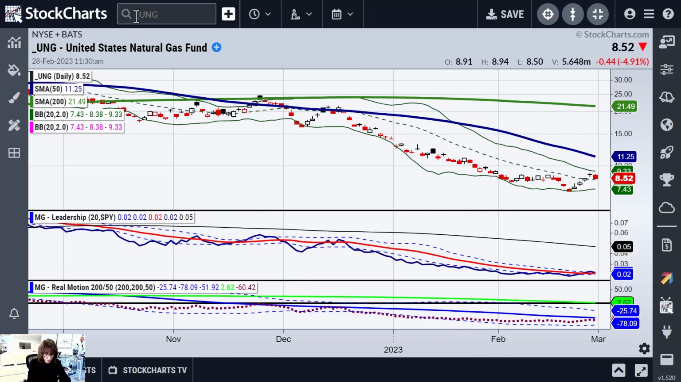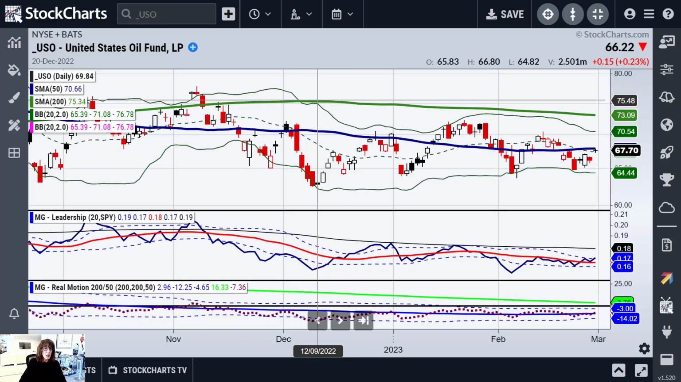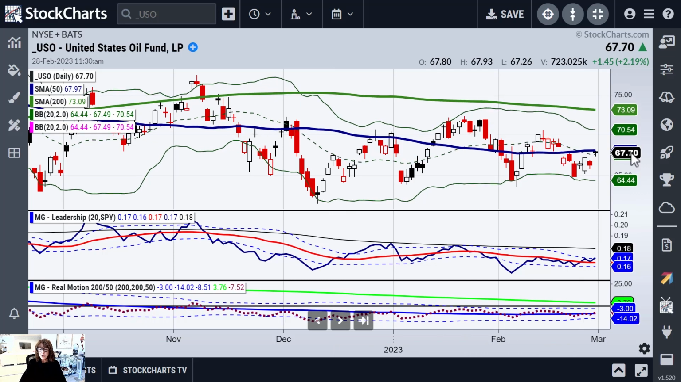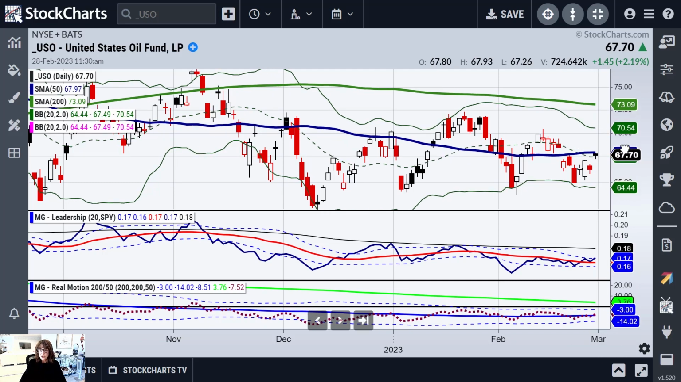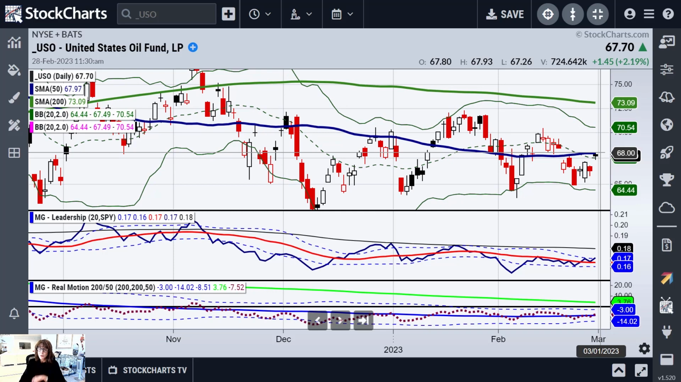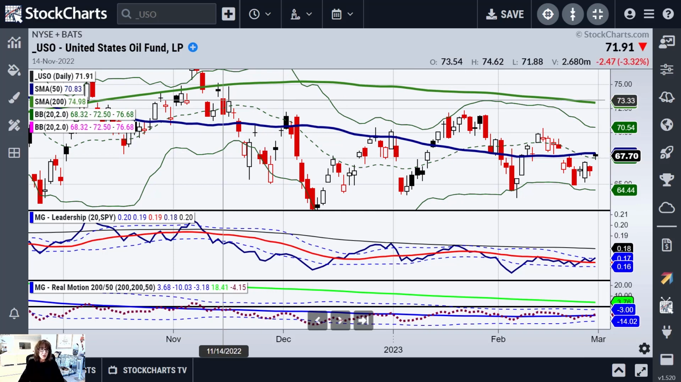What I'm also finding really interesting here, by the way, since we're speaking of energy, is the U.S. oil fund. I mentioned this, I've written about it. This right now is outperforming the SPY. It is clearing the 50-day moving average in momentum. It just needs a couple of closes here over the 50-day moving average, so we're calling it about 68.